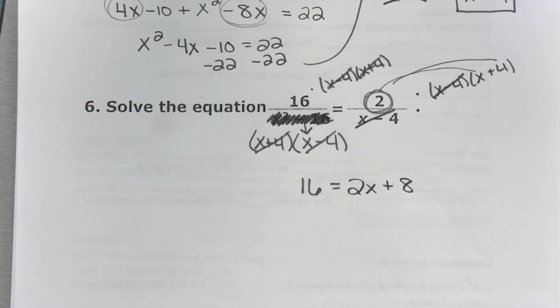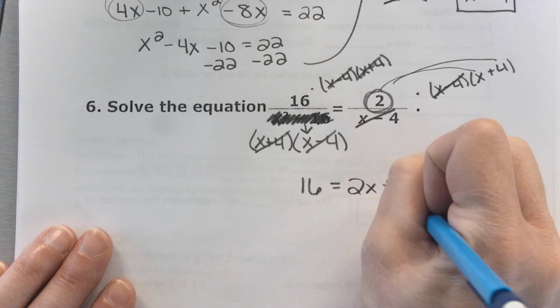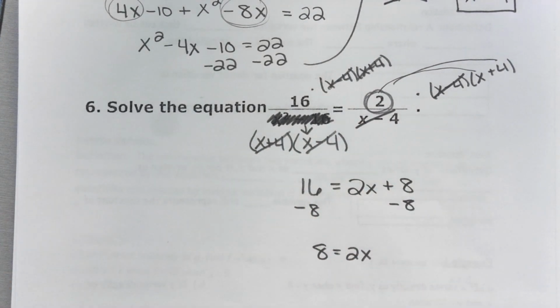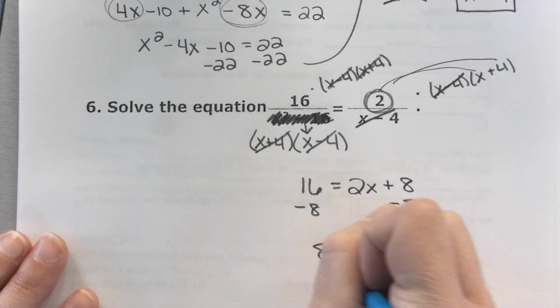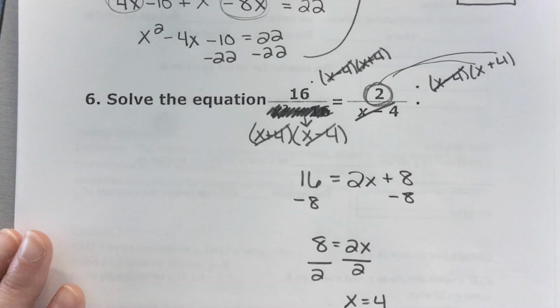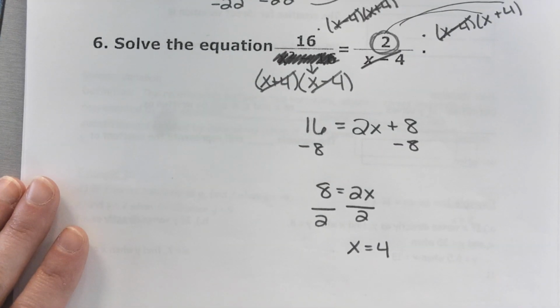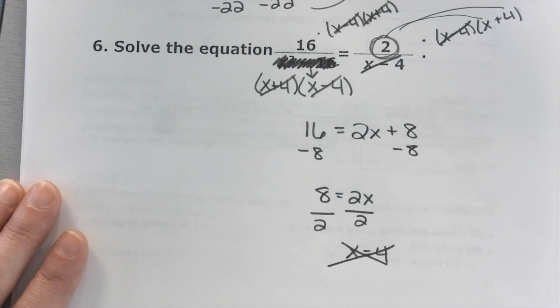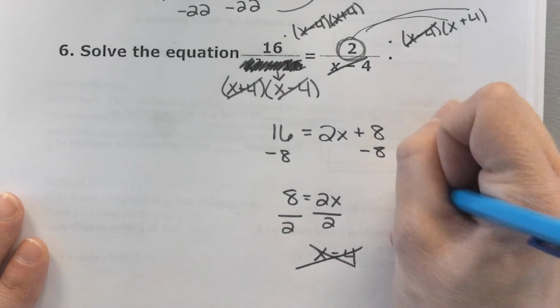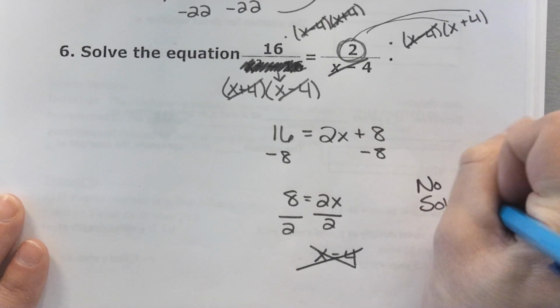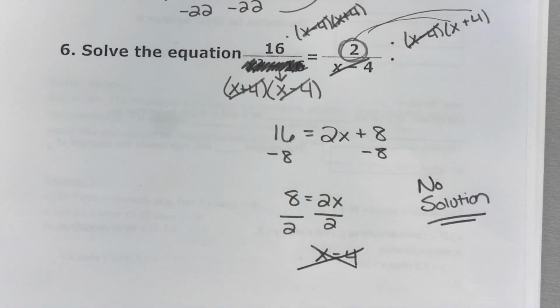What should I do now? Subtract the 8. So 8 equals 2x. Then what? Divide by 2. X equals 4. Ooh, can x equal 4 though? No. So my only solution that could have been a solution didn't work. So what do I say? No solution.